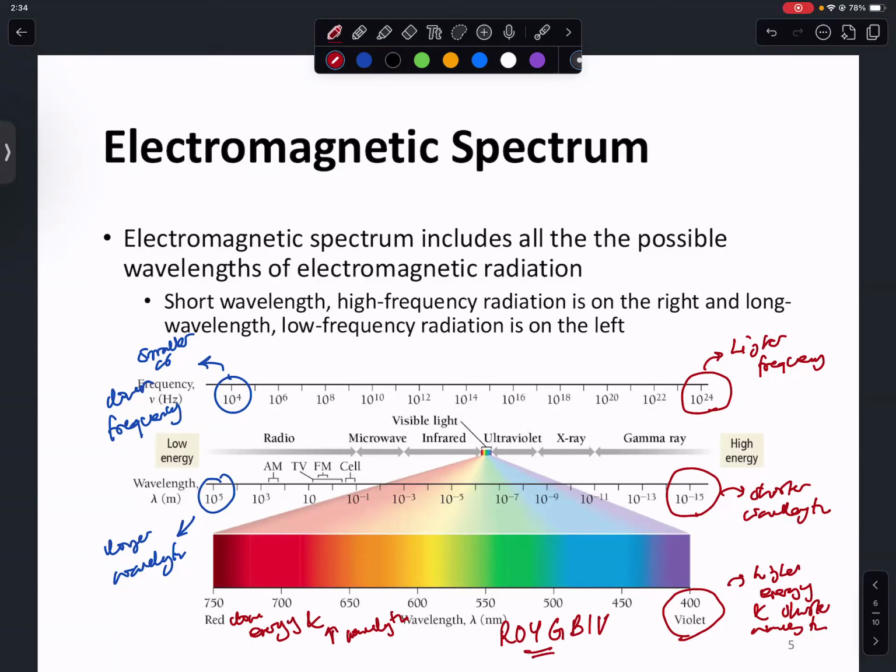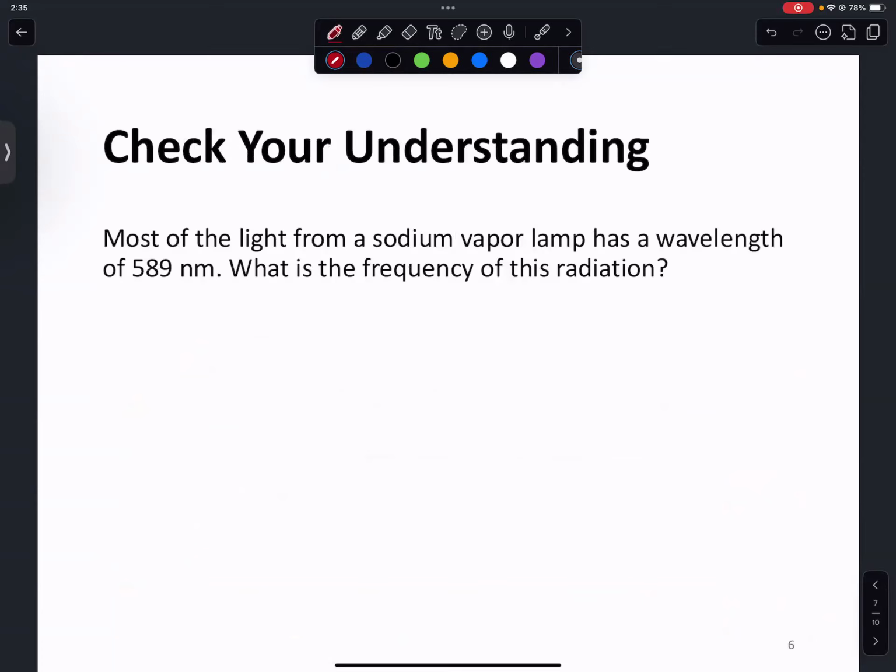And what else? I think this covers everything when it comes to the electromagnetic spectrum. Now let's work on some problems and see how we can apply what we've learned so far. The first problem reads, most of the light from a sodium vapor lamp has a wavelength of 589 nanometers and wants you to determine the frequency of this radiation.